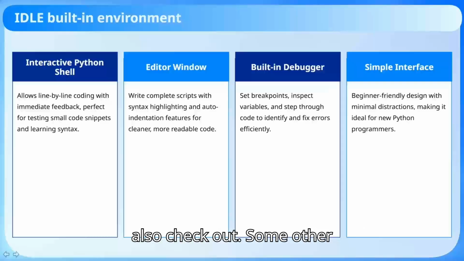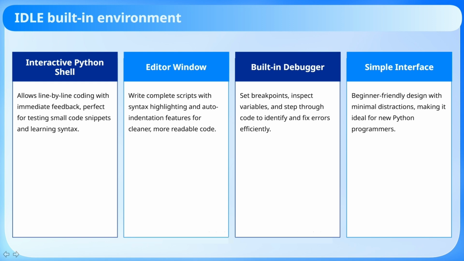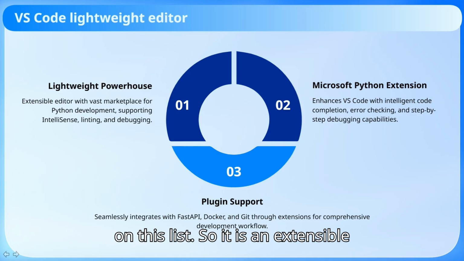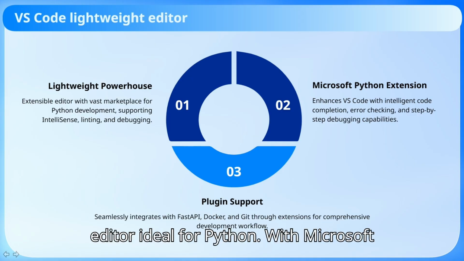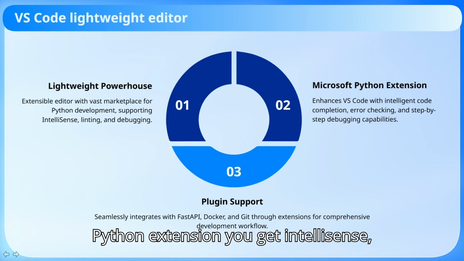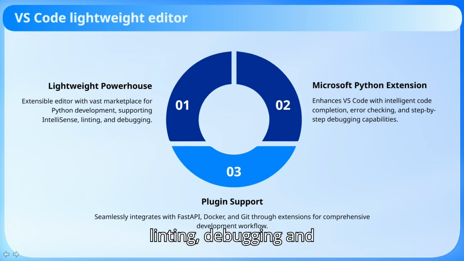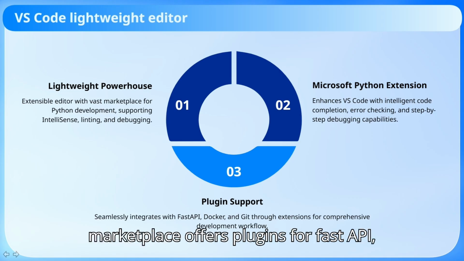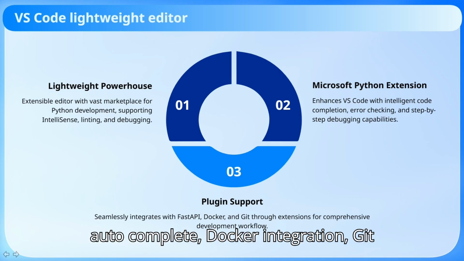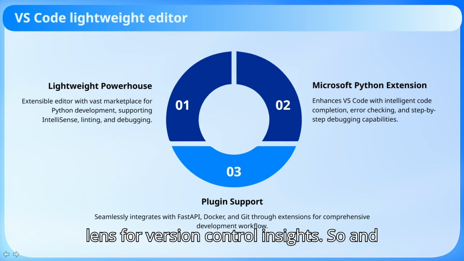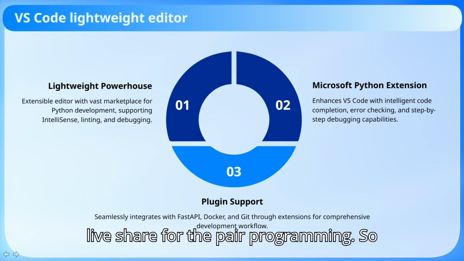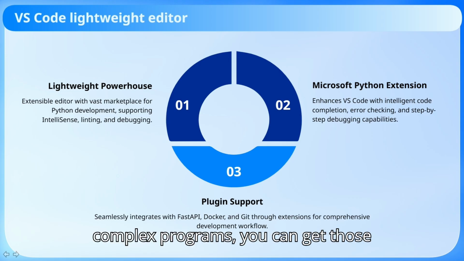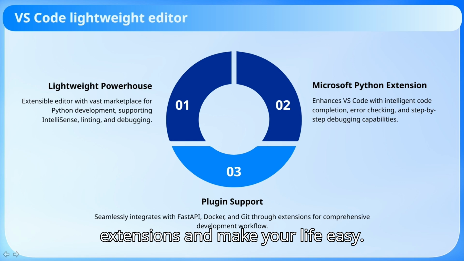Then let's also check out some other popular editors. First on this list is VS Code. It is an extensible editor ideal for Python. With the Microsoft Python extension, you get IntelliSense, linting, debugging, and Jupyter support all in one place. Its marketplace offers plugins for FastAPI, autocomplete, Docker integration, GitLens for version control insights, and Live Share for pair programming. So if you are looking at complex programs, you can get those extensions and make your life easy.